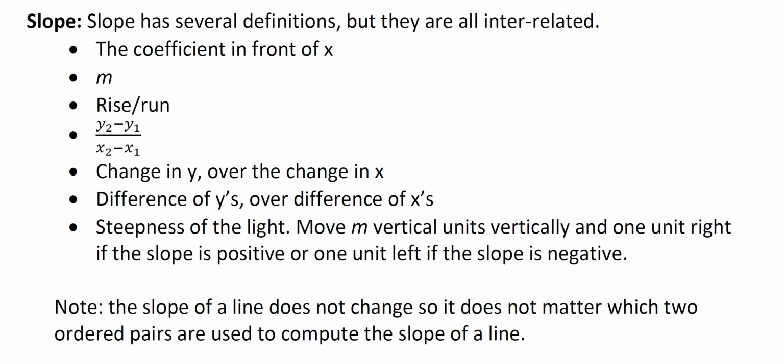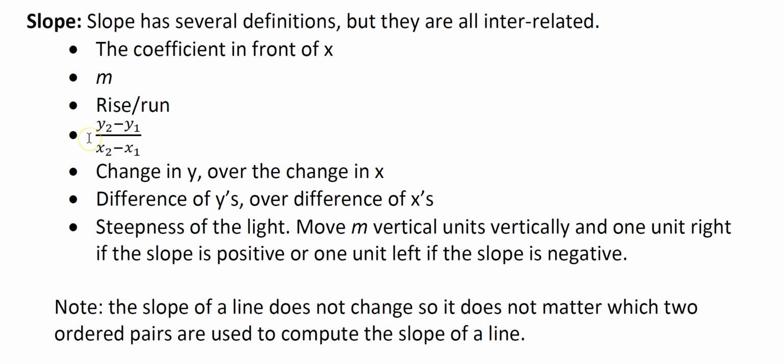The basics of slope. Slope has several definitions, but they are all interrelated. You know from prior work that the coefficient in front of x is known as the slope. It is notated with the letter m. Slope is also known as rise over run, how much on a graph you rise from one point and go over, or run, to another point.